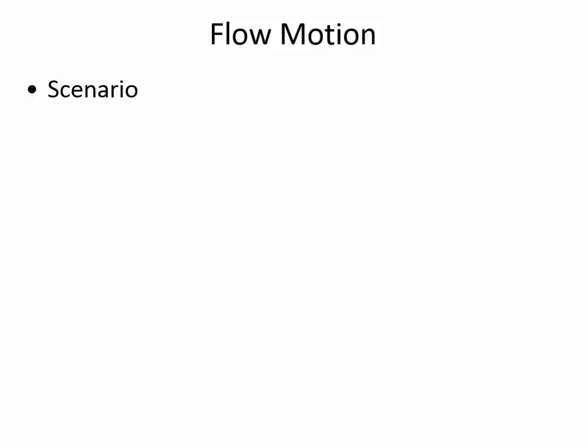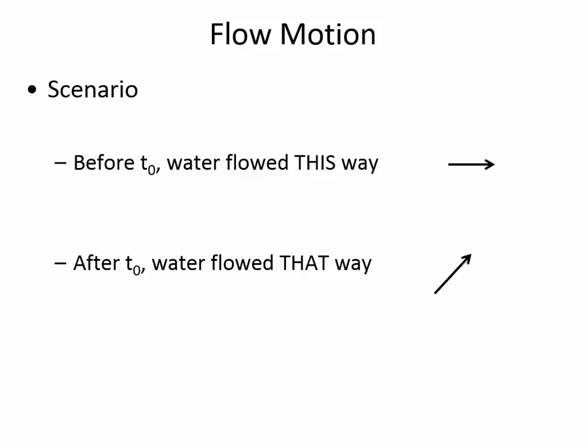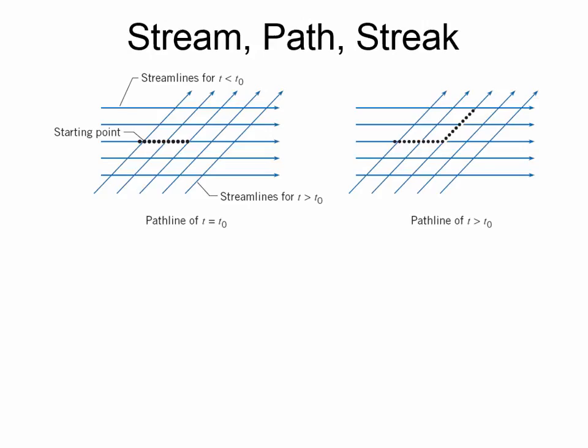Consider the following scenario. We've got water before a certain time that's moving to the right. T naught is just like a dividing line in time. It's just like BC and AD. So before T naught, the water was moving to the right, and then it was moving upward and to the right. So there's two different time periods and two different flow directions.